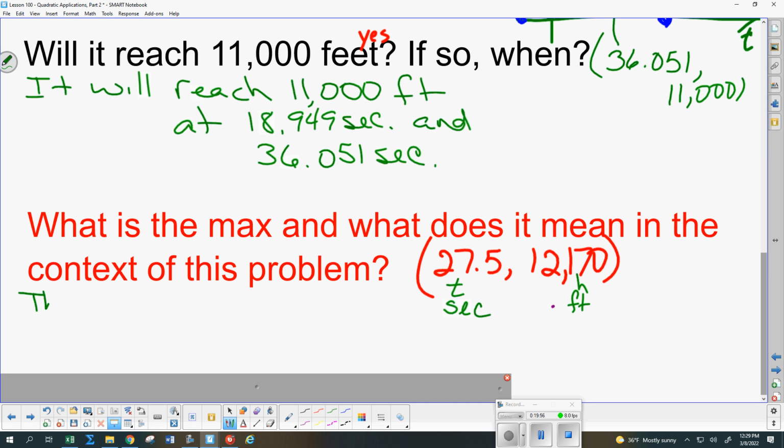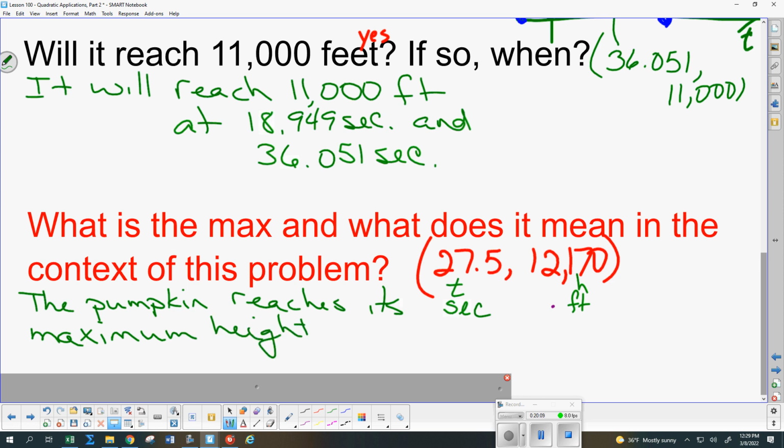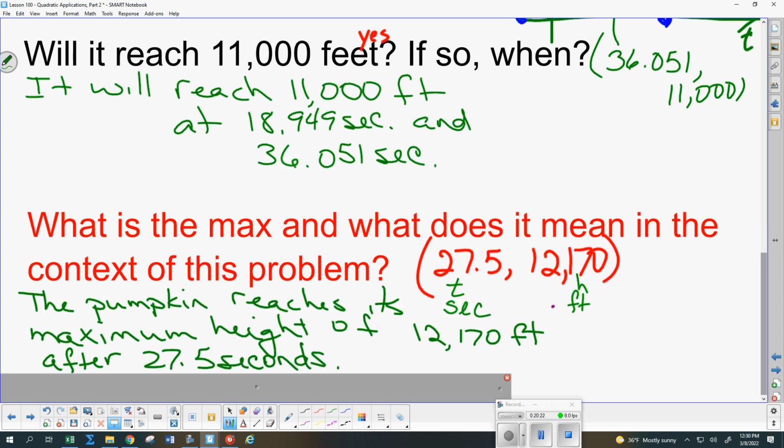So what that means is the pumpkin reaches its maximum height of 12,170 feet after 27.5 seconds from launch. And so we've got to talk about it's the maximum and the height and feet and how many seconds on that time. Any questions there?